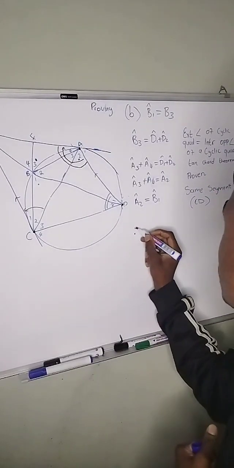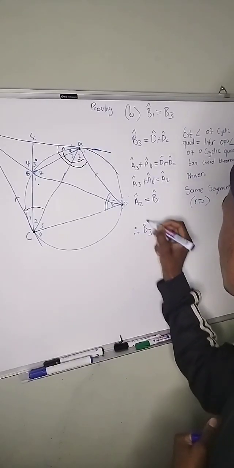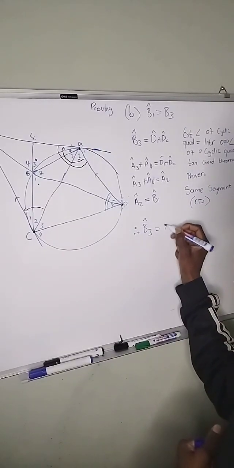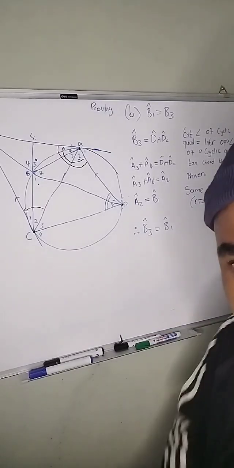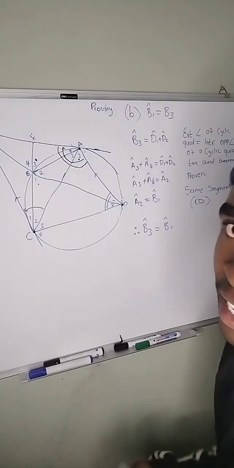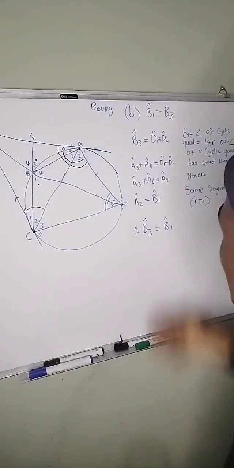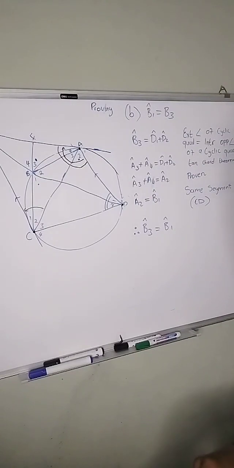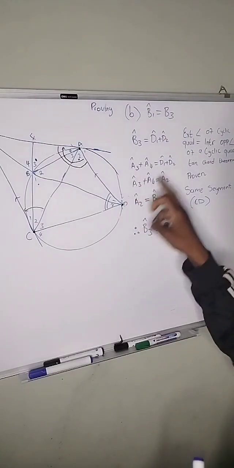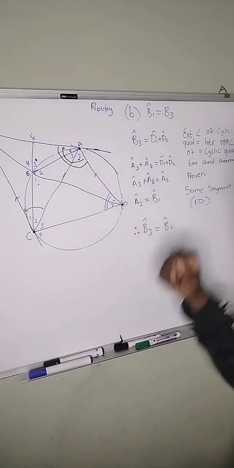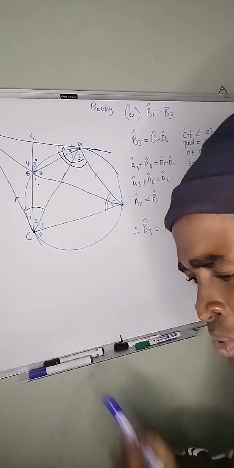So the last statement you can see here is B3 is going to be equal to B1. What is the reason if we have a scenario like this? D1 is going to be equal to that, and that is going to be equal to that, and that is going to be equal to that. I think it's proven.